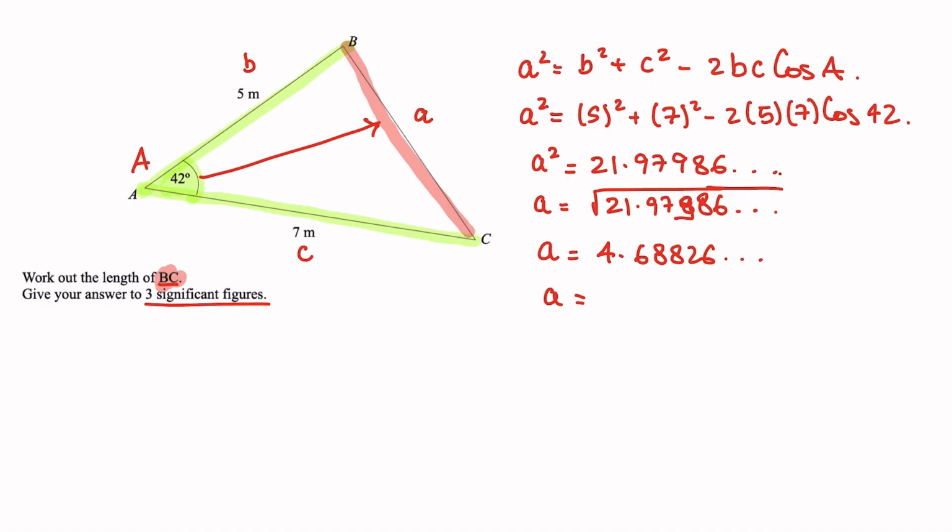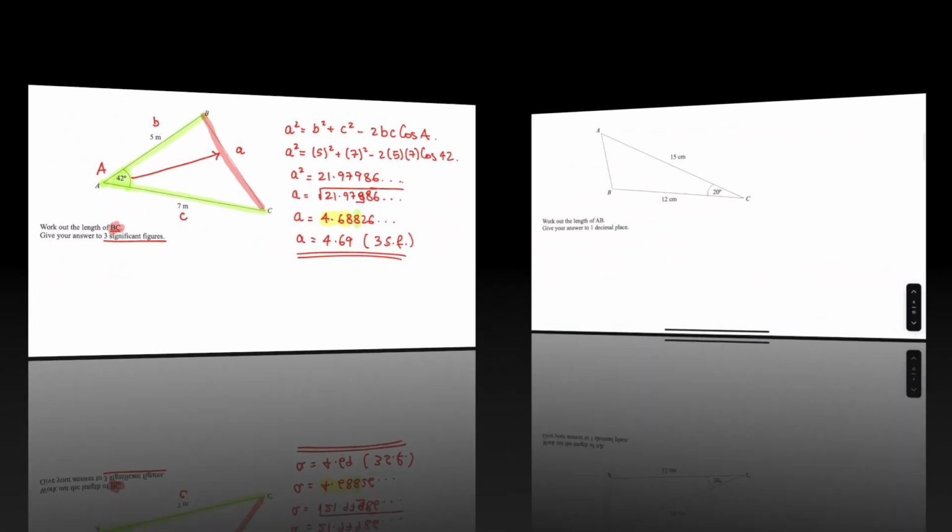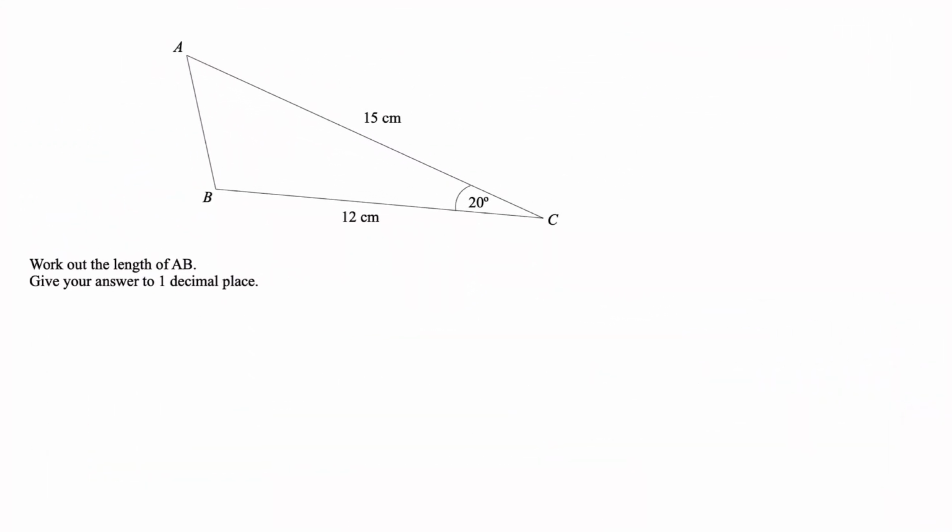So just start counting from the first non-zero number. So in this case it would be 4.69, because after the 8 we have another 8, and because of this 8 we have to round it up. So the final answer would be 4.69 to three significant figures, and therefore that would be your answer in this case. Now I would like you to pause the video and try to give it a go to this question here before we go through it together.